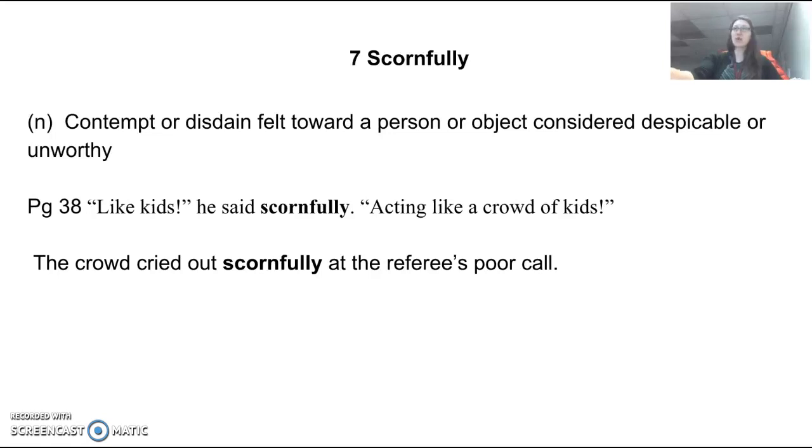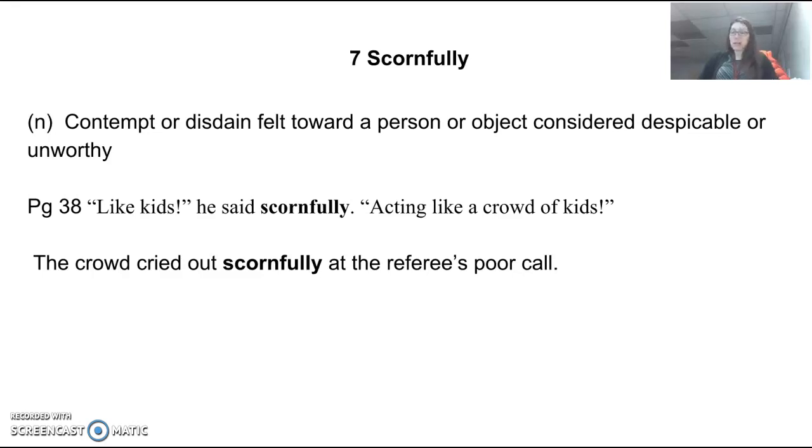Number 7 is scornfully. Please rate your word knowledge for scornful. It's a noun. It means contempt or disdain felt toward a person or object considered despicable or unworthy. If you are feeling indignant, you might also feel scorn. Please write the word indignant in the same box that scornfully is located, so you have that clue that they're similar.